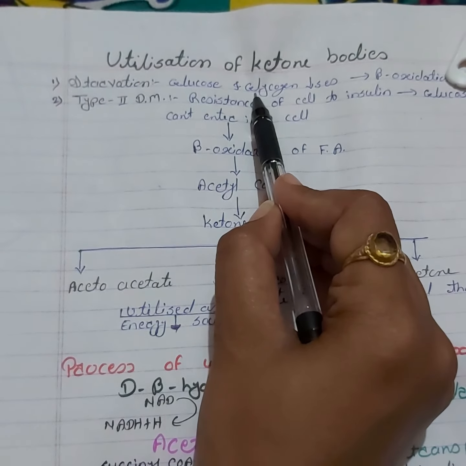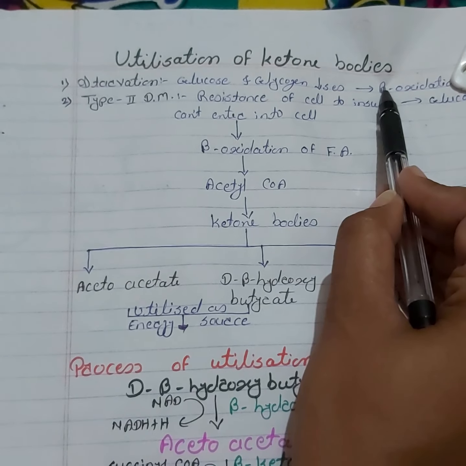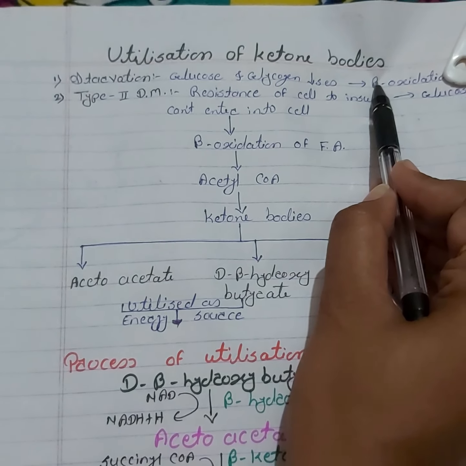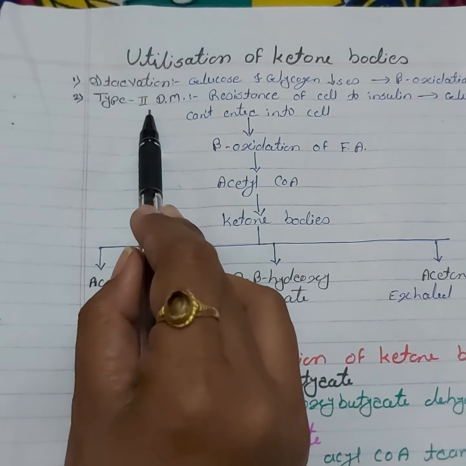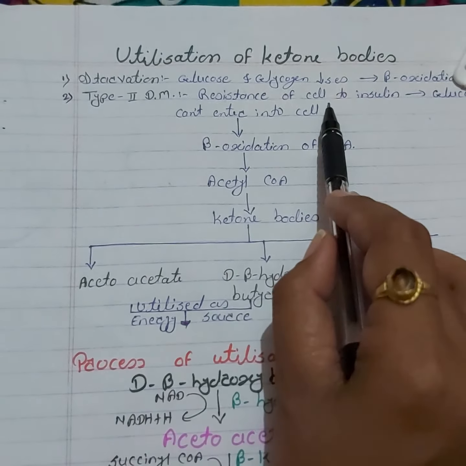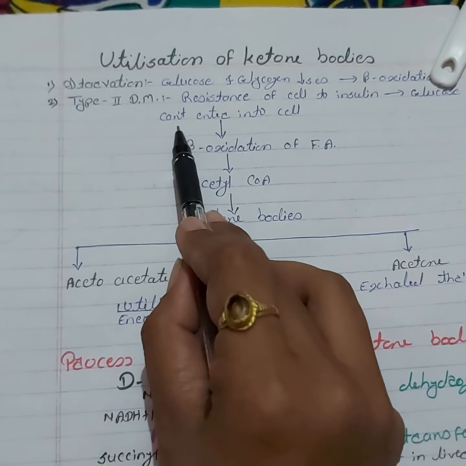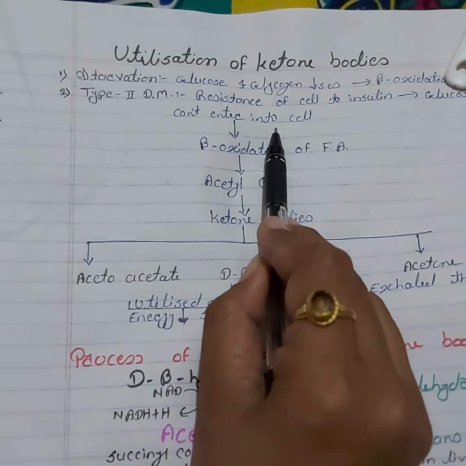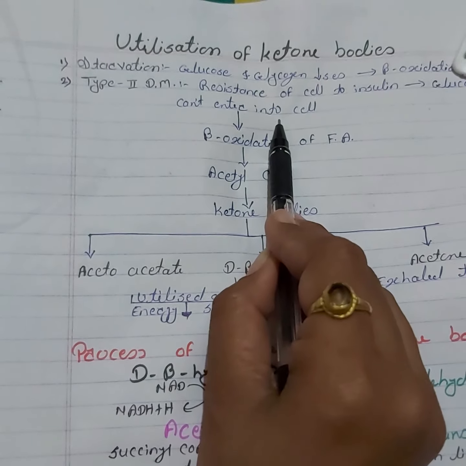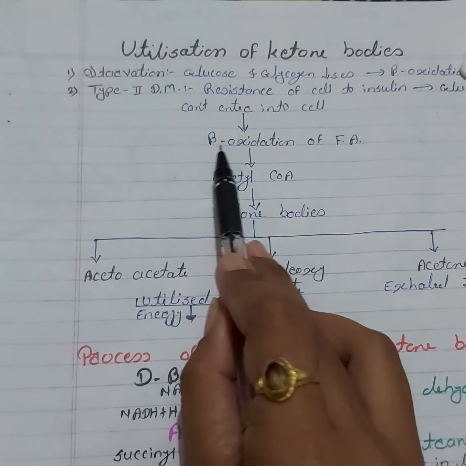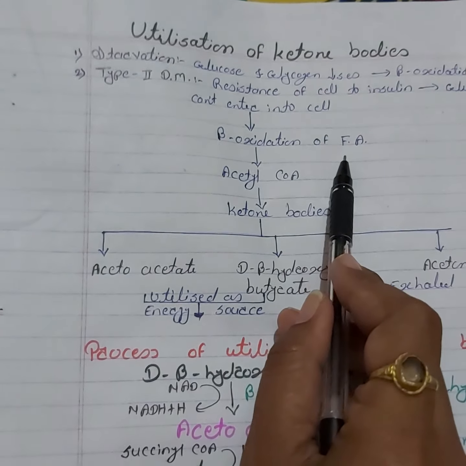After that, the body will start the beta oxidation process of fatty acid for obtaining ketone bodies, which will be used as an energy source. In the next condition, type 2 diabetes mellitus, there is resistance of cells to insulin, and because of that resistance, glucose molecules cannot enter into the cell. Because of that also the glucose molecules are decreased inside the cell, and for that also the body starts the production of ketone bodies, which will be obtained by the beta oxidation process of fatty acid.